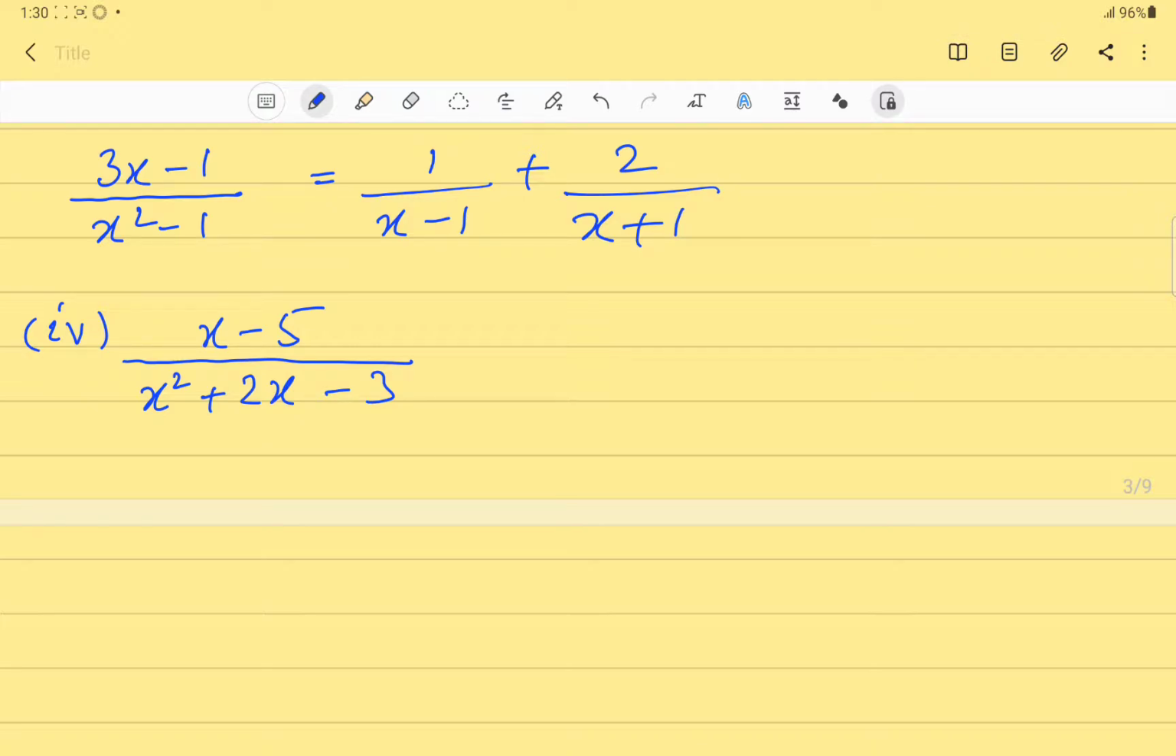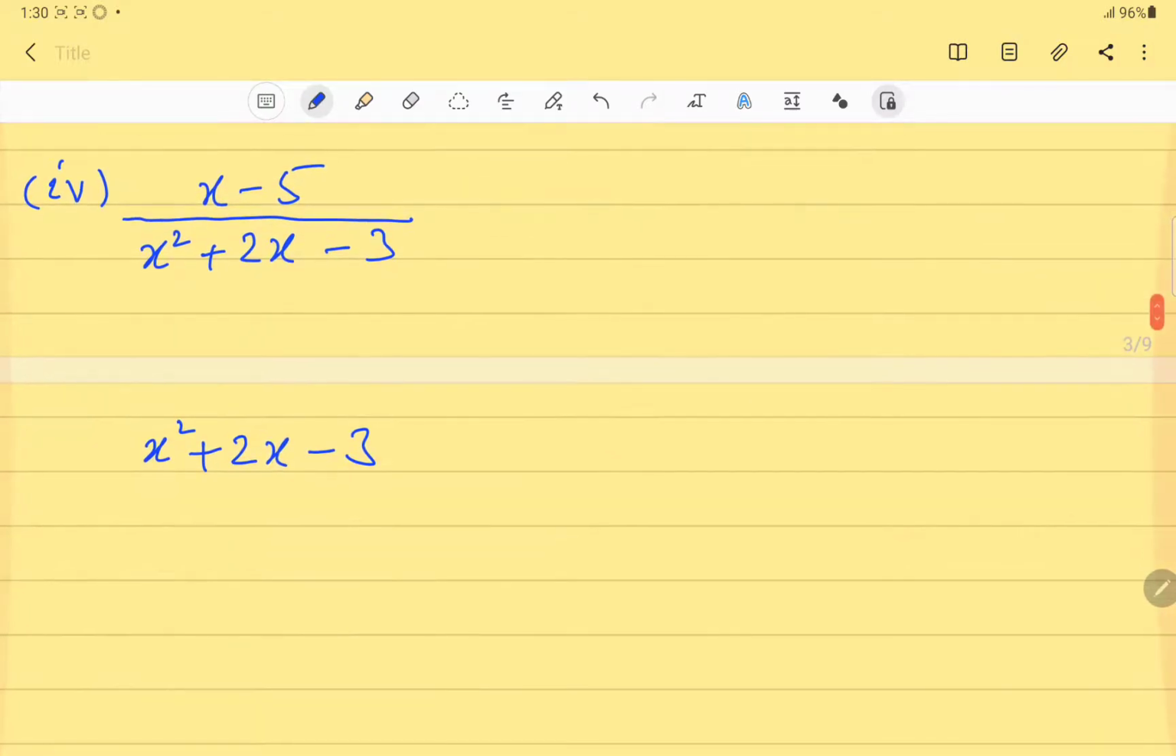Let's do it separately first. x squared plus 2x minus 3. Since there is no coefficient of x squared, it will be 1. We multiply these two. Ignoring the sign for the time being, what we are getting here is 3. The possible pair of factors for 3 is only 1 into 3.